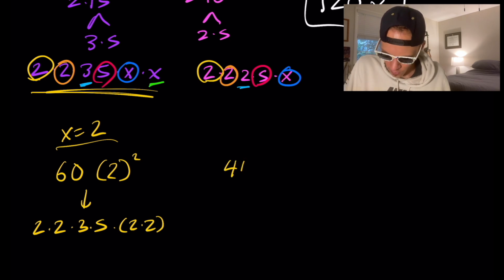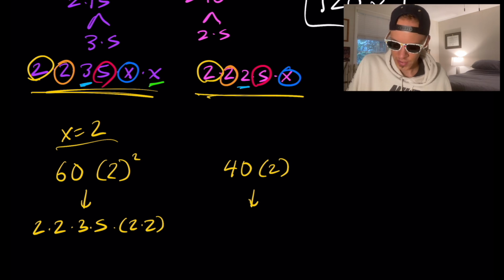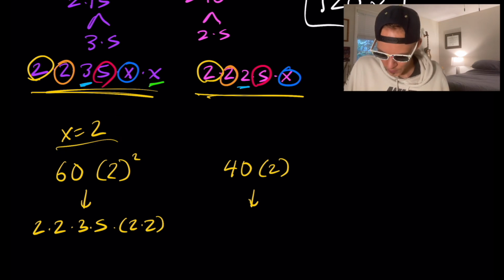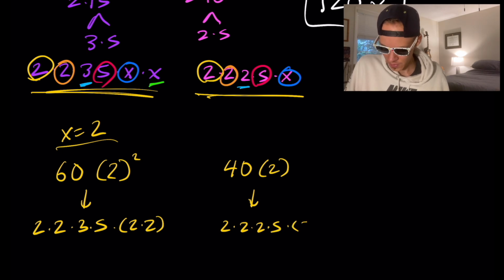And then for 40x, I'll have 40 times 2, and that prime factorization is here. Again, replace the x with what we decided to substitute in for it, which is 2. So we'll have 2 times 2 times 2 times 5, and instead of times x, we'll have times 2.